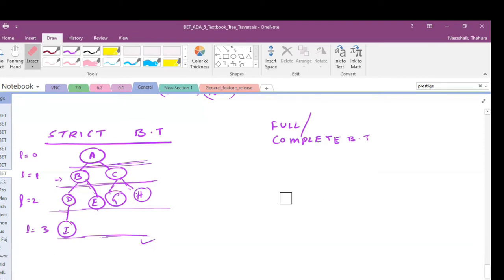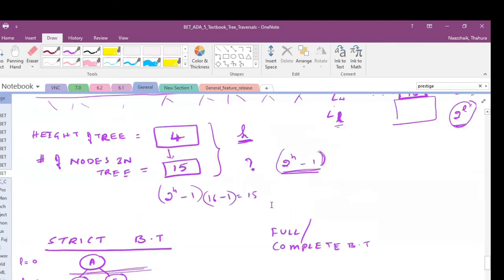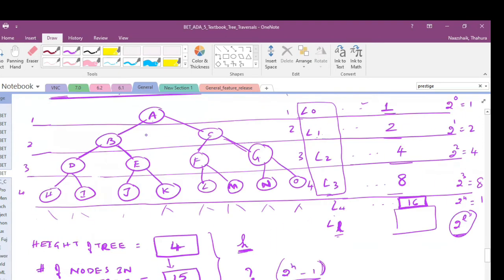Okay. Complete or full binary tree, we have already seen this. This is a complete binary tree. Complete binary tree means we know how many nodes should be there at each level. That is completely populated. It is not half done, right? This is a complete binary tree, because at every level, the max number of nodes are occupied.